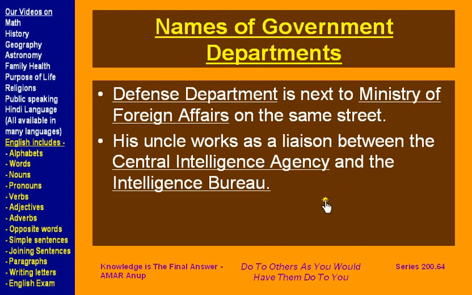Another example, his uncle works as a liaison between the Central Intelligence Agency and the Intelligence Bureau. Now Central Intelligence Agency is a government department. It's a branch of the government. Same is Intelligence Bureau. So C in Central, I in Intelligence and A in Agency are capitalized, and I and B in Intelligence Bureau are capitalized because these are the branches or departments of the government.